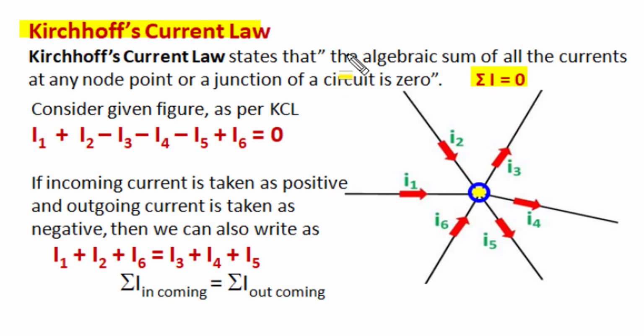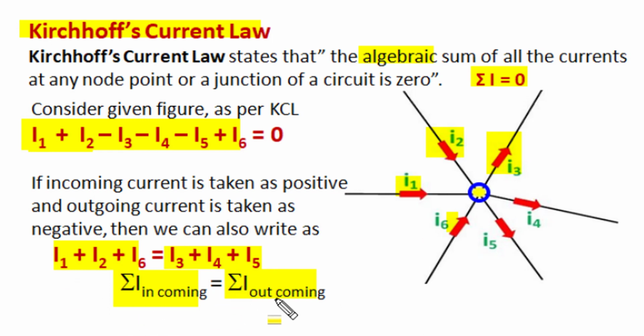Now when we consider algebraic current, there are two types of current. One incoming to the junction and second outgoing from the junction. If we treat incoming current as positive, then here I1, I2 and I6 are positive currents, and the remaining currents I3, I4 and I5 are outgoing currents taken as negative, and the algebraic summation becomes 0. If we segregate all positive terms and all negative current terms to two sides, we can also state Kirchhoff current law as the sum of all incoming current is equal to the sum of all outgoing current.